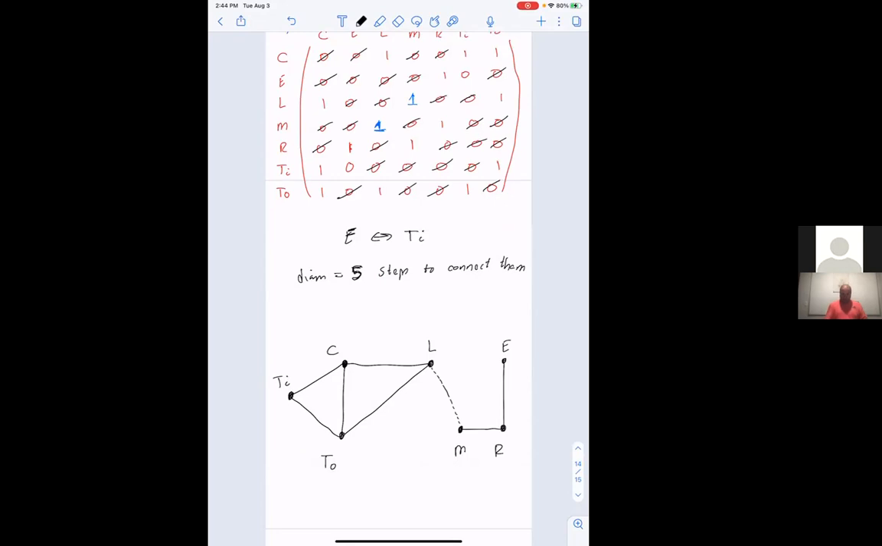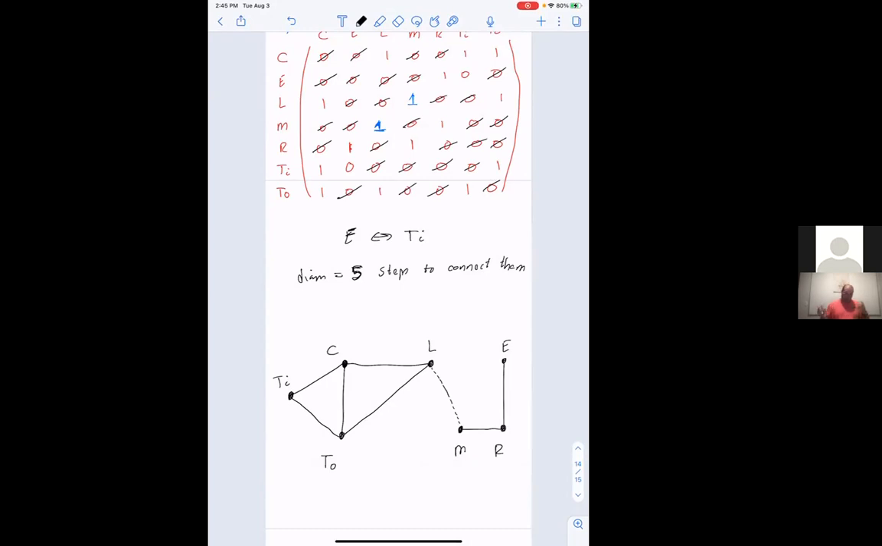E to R to M, 1, 2, 3, L, and then either C or TO and then TI. So it is in fact 5. Interesting how very easily seen from the graph itself, as opposed to from the matrix, right? The matrix is just numbers and not very visual.